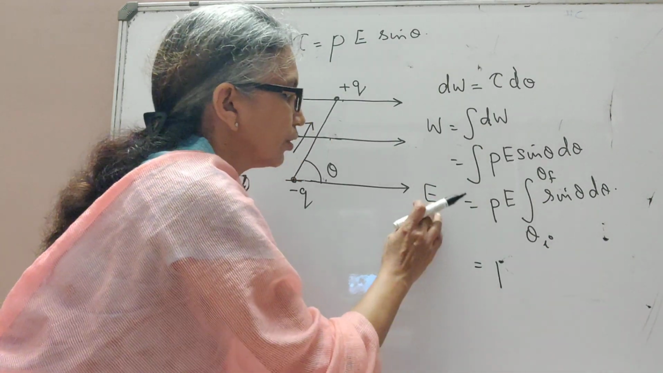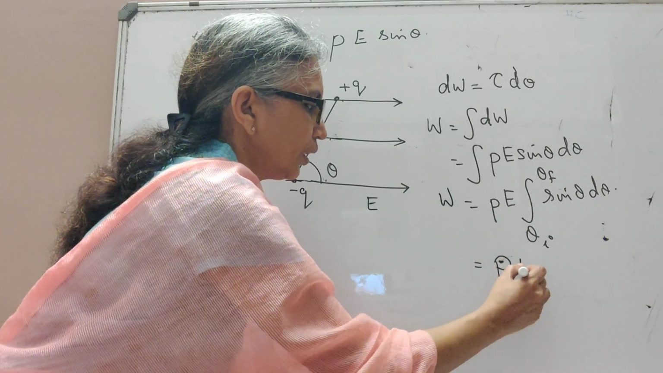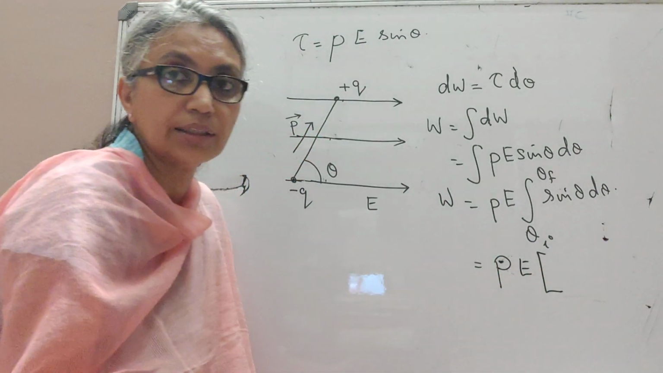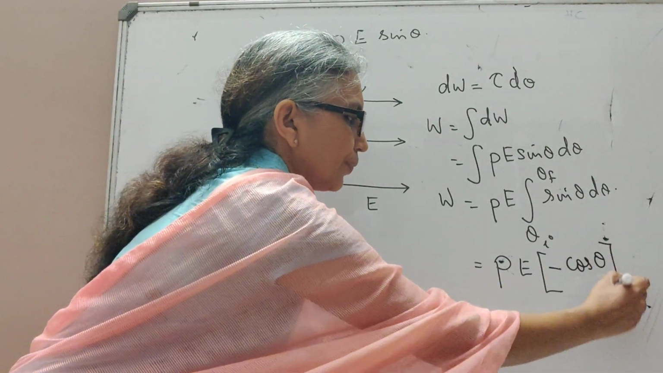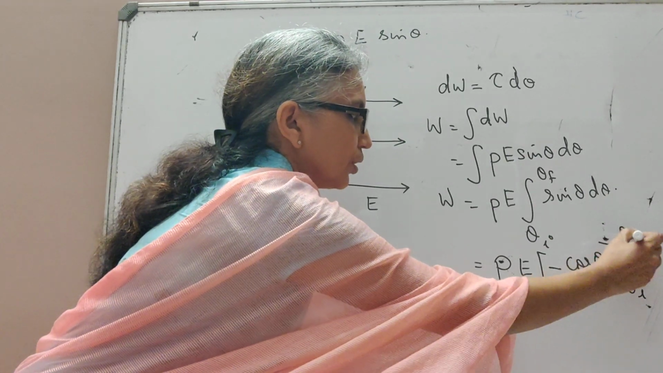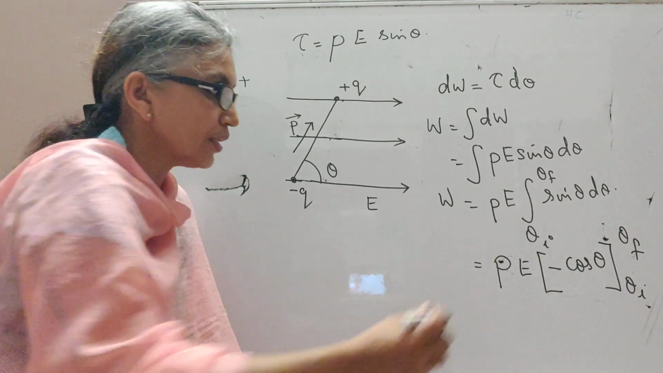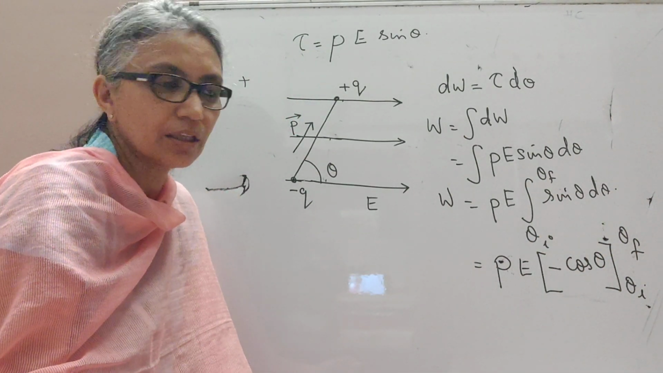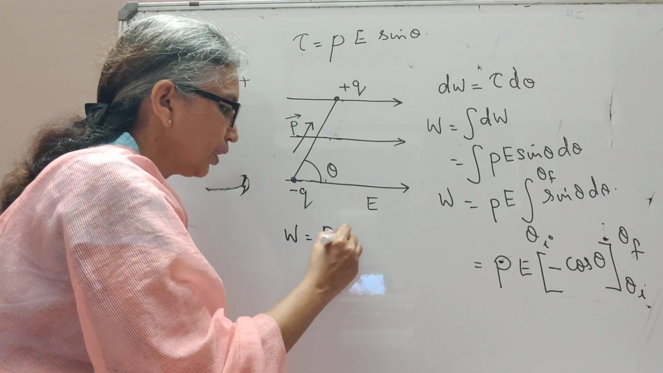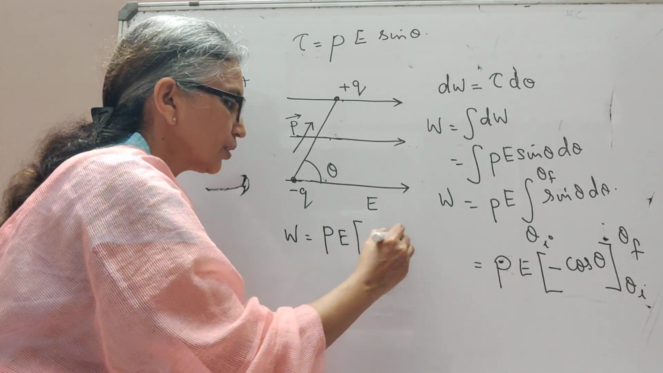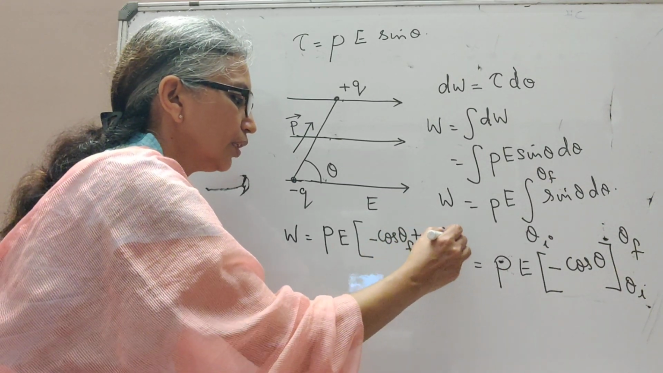This is equal to, this is work done. This is equal to PE. As you know, integral sine theta is minus cos theta. So we have minus cos theta from the limit theta initial to theta final. Now this theta is the variable, so we first take the upper limit minus the lower limit. So we have this work done equal to PE bracket minus cos theta final minus of minus cos theta initial.